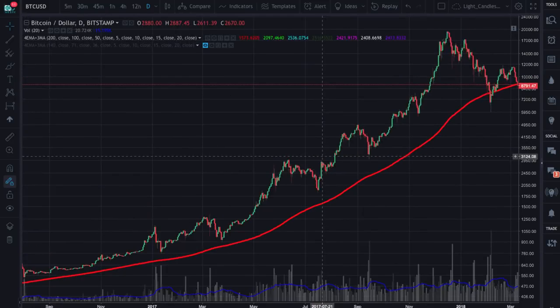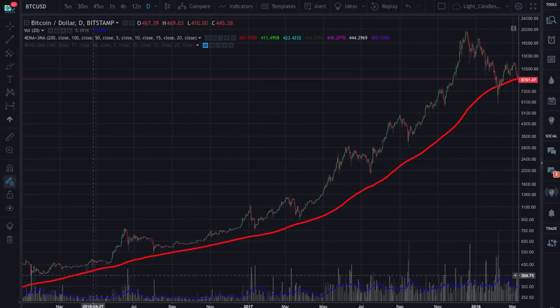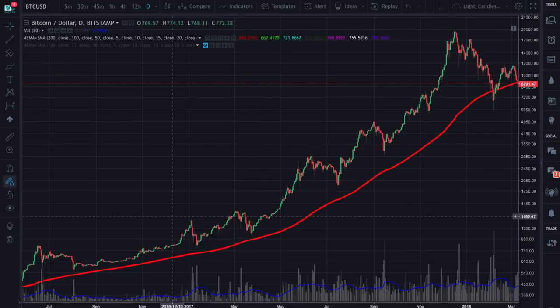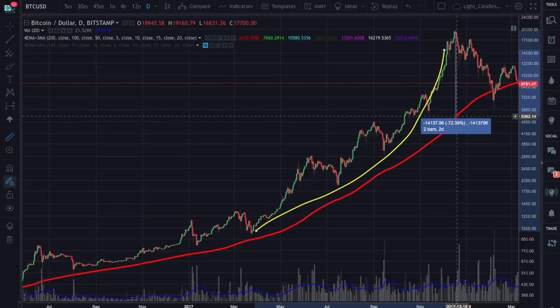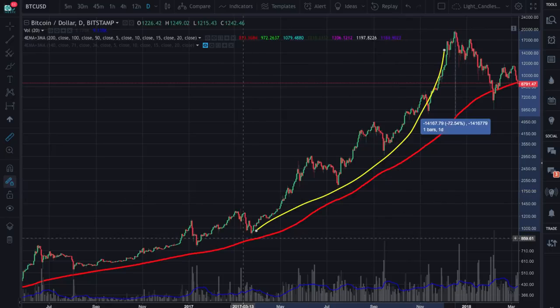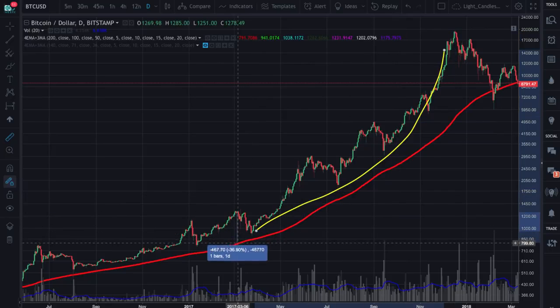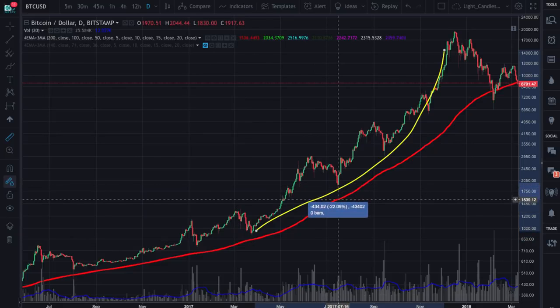So you can see here during the last big run we had, this 200-day was relatively close to the price, but then the price really started to accelerate. And as it went higher and higher and higher, it was very far away from the moving average. At the peak, the 200-day moving average was over 70% below the price point. Compare that to March, where the 200-day moving average was about 30-some percent below, and near these dips it was only 20% or so.